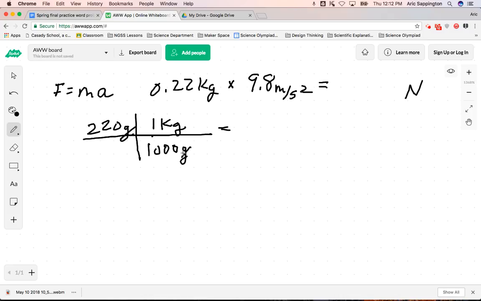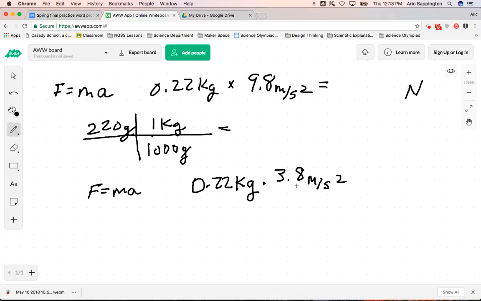All right, so for number 13, same equation, force equals mass times acceleration. This one's on Mars. So the acceleration due to gravity is going to be different. And so our mass stays the same, 0.22 kilograms. And we're going to multiply that by the acceleration due to gravity on Mars. And it tells you that that's 3.8 meters per second squared.